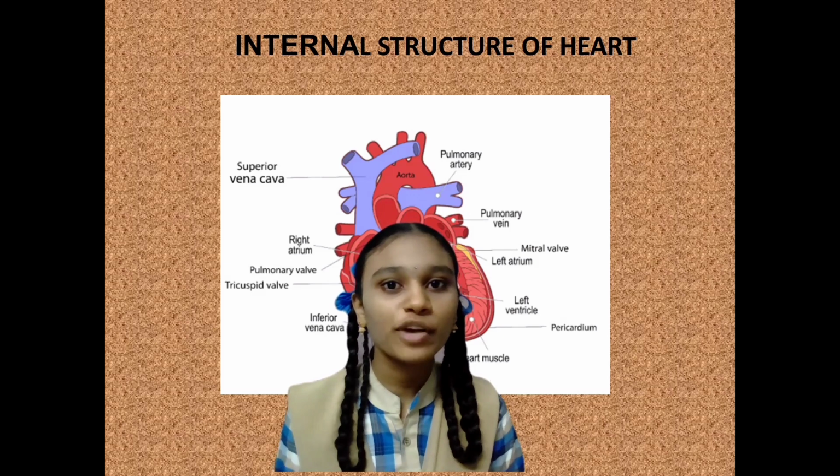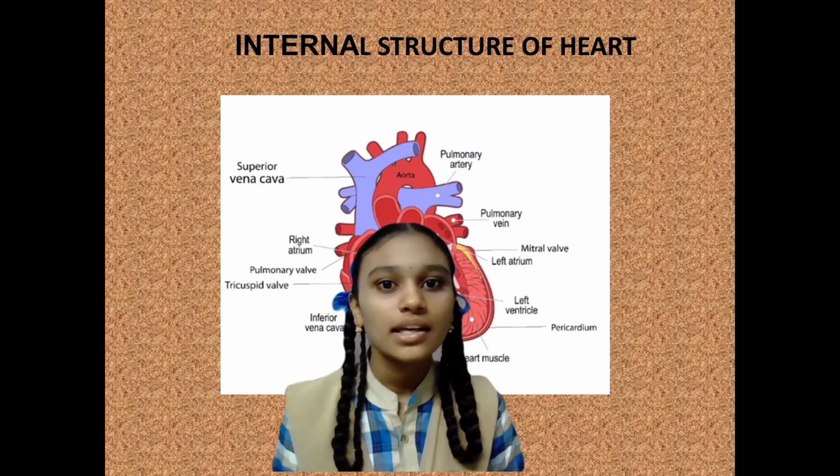The vein coming from the posterior part of the body is the inferior vena cava. The inferior vena cava is also called the postcaval vein. It collects blood from the posterior parts of the body. Posterior parts means hands and legs.